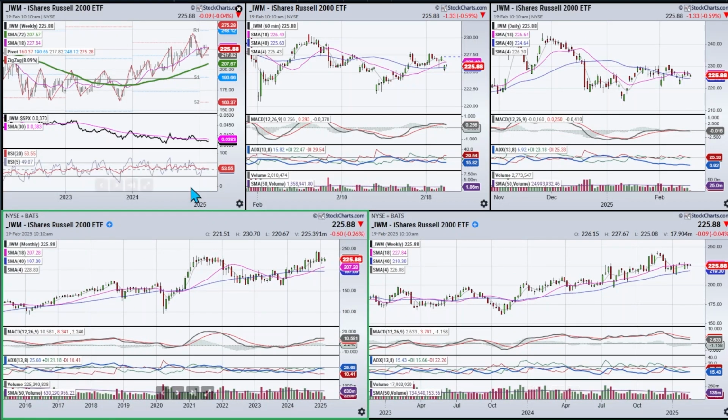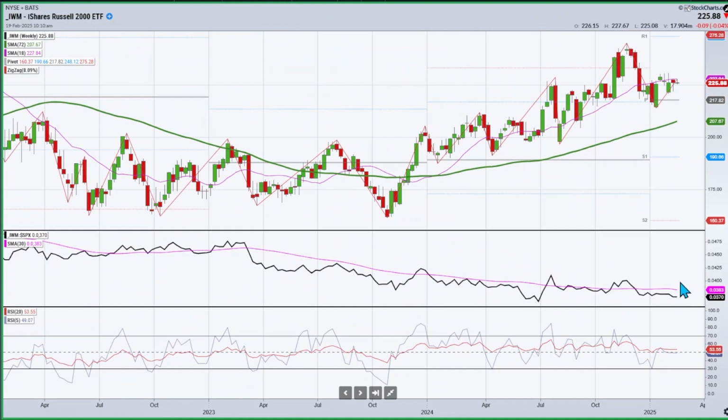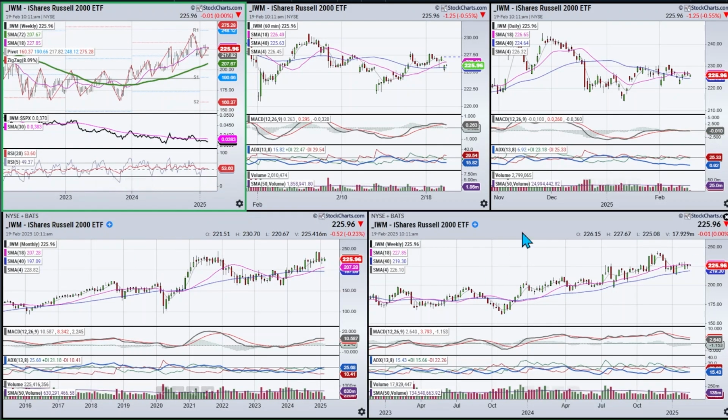We need to get through this 230 level. And if we can do that, then I think it might be more interesting. But I'd like to see green DI kind of kick into gear again. I'd like to see the MACD cross over the signal line, both on the weekly chart. And especially I would like to see this relative line start to show signs of improvement. It really has been dropping off since late last year and hasn't really recovered from that. So something we've got to keep an eye on.